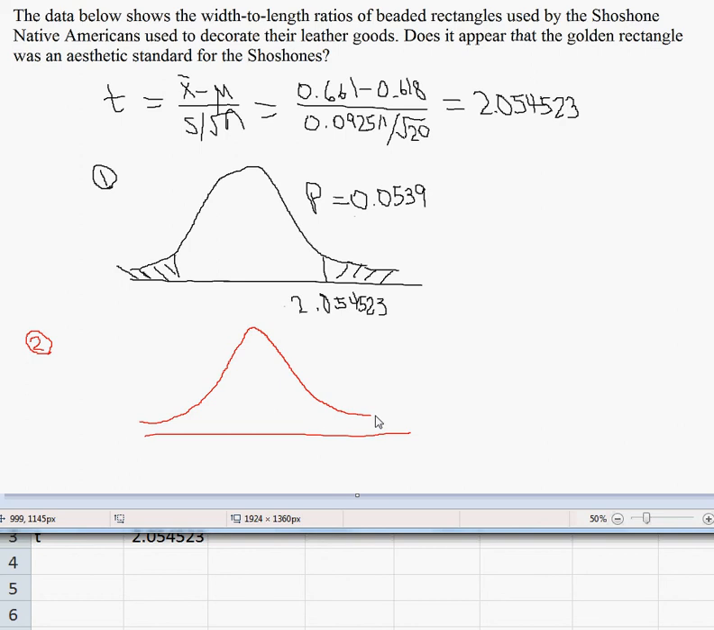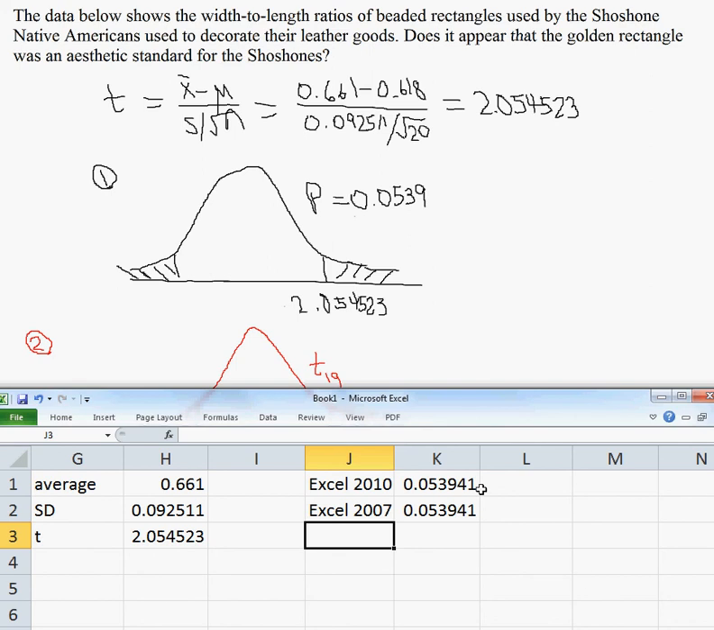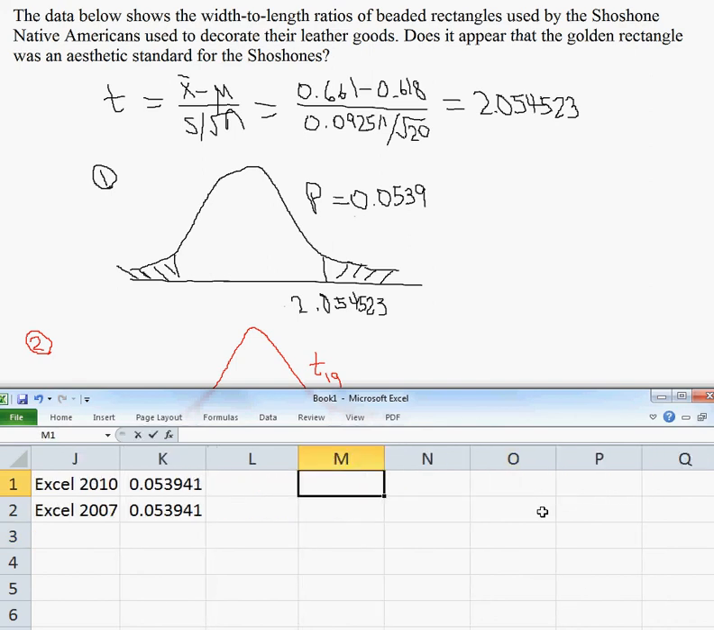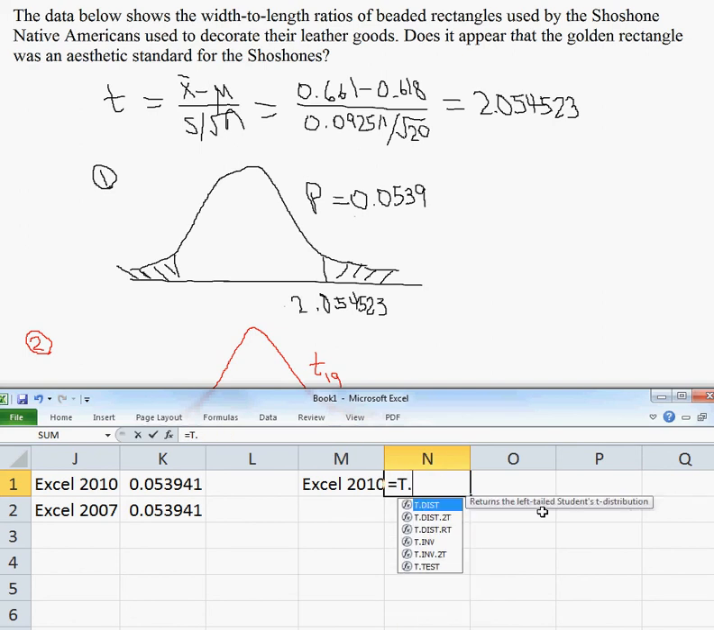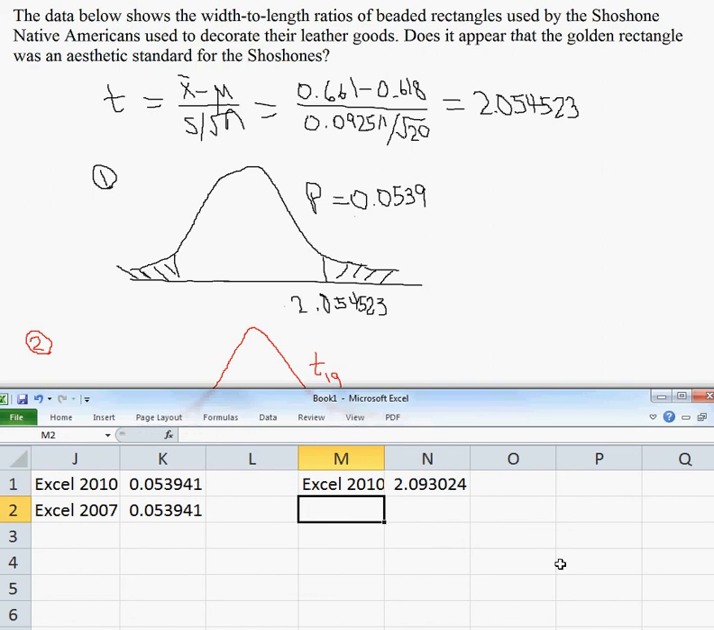So once again, I have the t-distribution with 19 degrees of freedom, and we need to figure out the mark so that the total area that I've shaded here is equal to 5%. In Excel 2010, the command is T.INV.2T. The probability in my case is 5% and 19 degrees of freedom. And so when I hit enter, I get the critical value of 2.09.